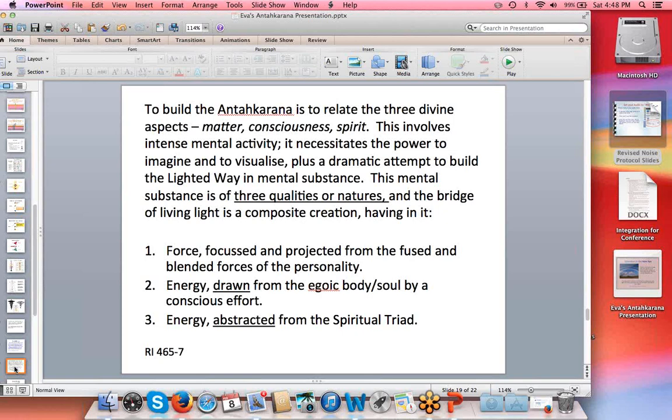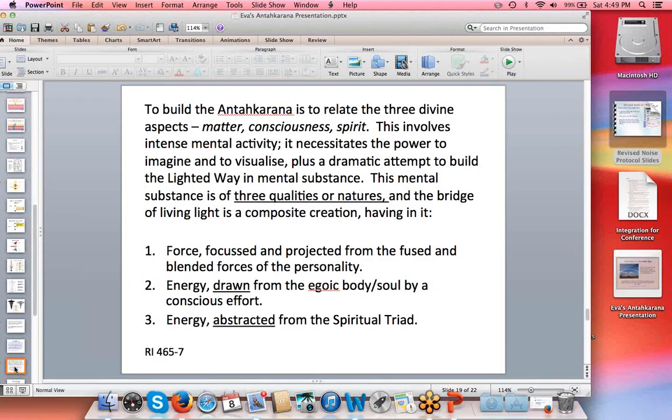It necessitates the power to imagine and to visualize, plus a dramatic attempt to build the lighted way in mental substance. This mental substance is of three qualities or nature, and the bridge of living light is a composite creation, having in it force, energy, and the energy from the spiritual triad.